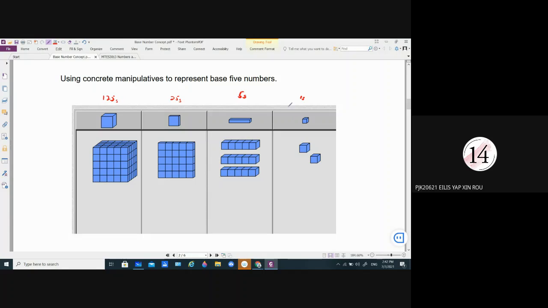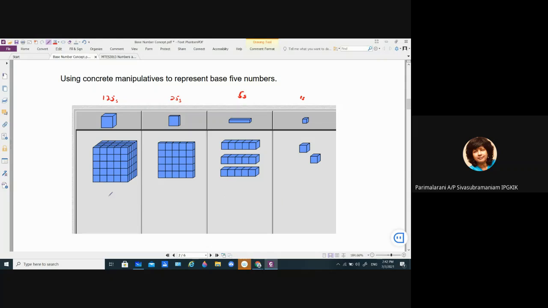So we can see that one 5 here consists of 5 ones. 125 actually consists of 5 25s. If you have 5 5s, you can combine them to make 25. If you have 5 25s, you can combine them to make 125.